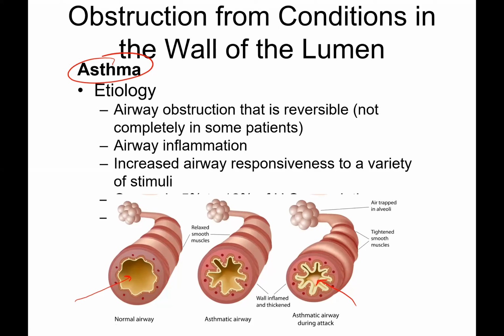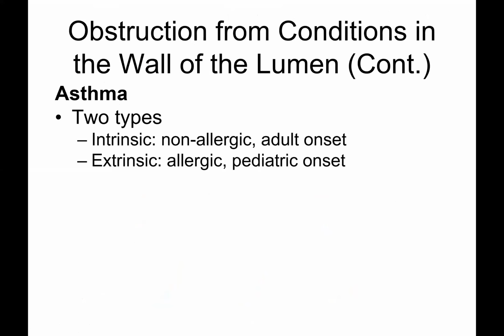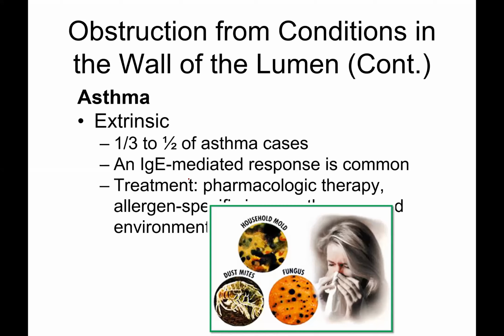Bronchial dilation or tube dilation. So you have the intrinsic version of asthma, non-allergy response. And then you have extrinsic, which is typically an allergy response. So intrinsic, non-allergic reasons for getting asthma, extrinsic, allergic reasons. IgE is the culprit here, right?